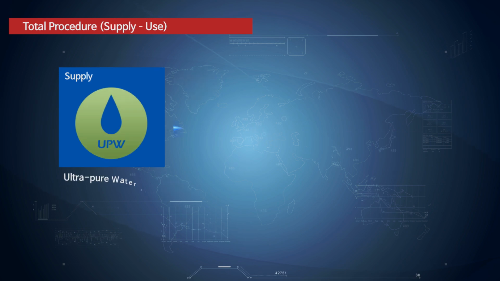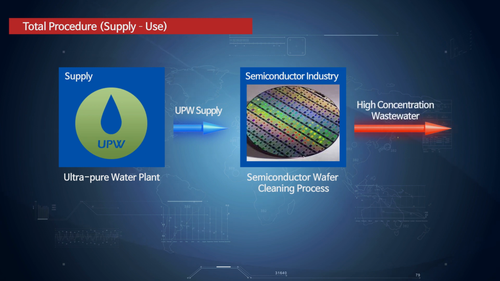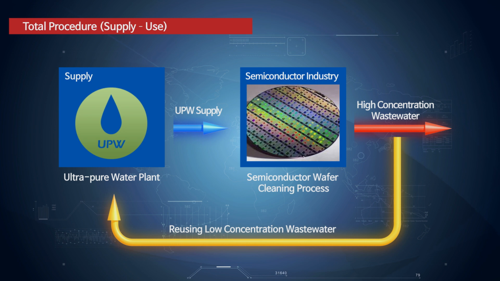Ultra-pure water produced throughout various processes would be mainly used as processed water for semiconductor applications. According to the purity of used ultra-pure water, wastewater is divided into low concentration wastewater and high concentration wastewater. Low concentration wastewater shall be reused, and high concentration wastewater shall go to sewage disposal to save water.